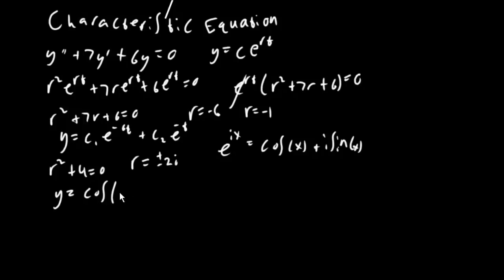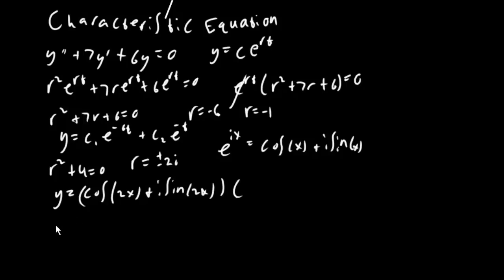cosine 2x plus i sine of 2x. All of this times a constant, and this constant can be real or complex depending on whether we want the sine term or the cosine term, because if it's imaginary, then we'll get the sine term in the real plane, which is what we're working with. If our c is real, then we'll get the cosine term, and if our c is complex, then we might be able to get both.